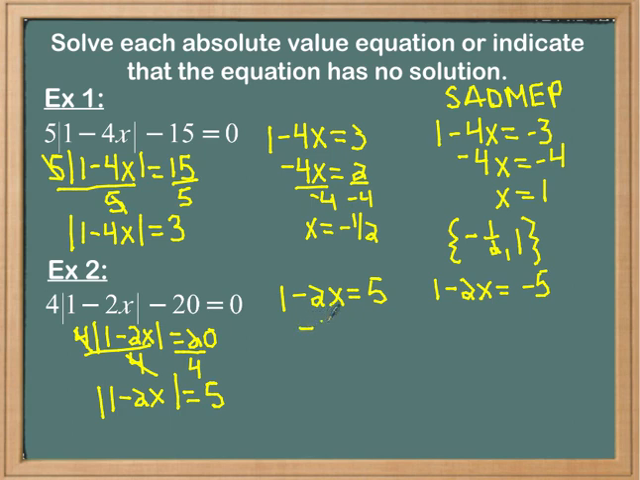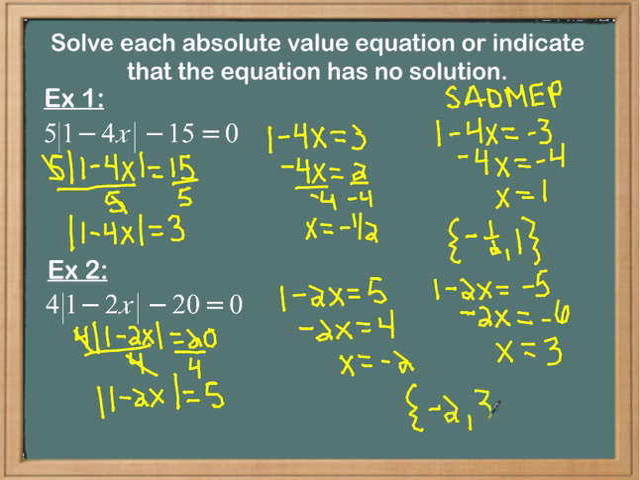Subtract my 1 and divide by negative 2. Same idea over here. I subtract my 1 and I divide by negative 2. And I get my two answers, which are negative 2 and 3. Now I'm going to pause here for one last thought.